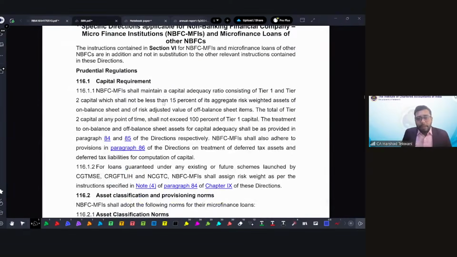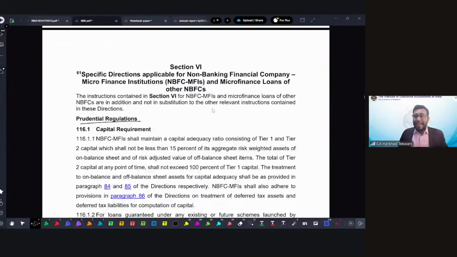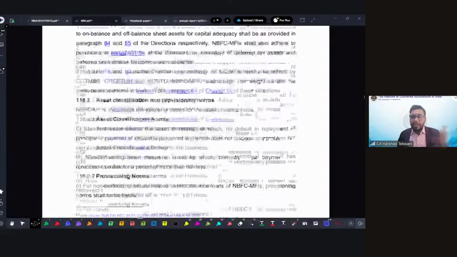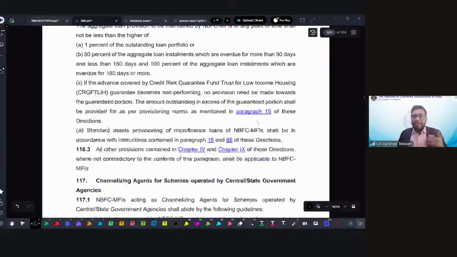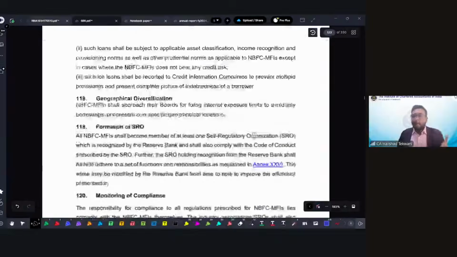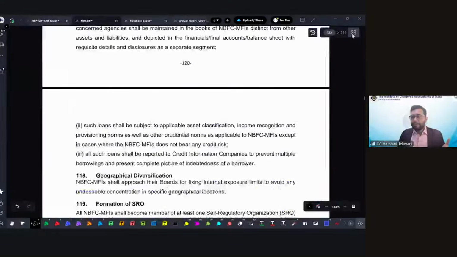See, prudential regulations. So specific directions. Now these are the specific directions. Either it could be a microfinance, it could be a different category. So category wise, different regulations are being provided. I'll show you the upper layer.